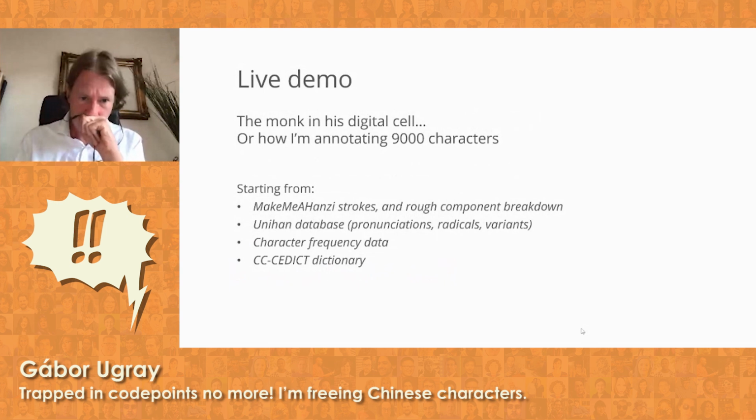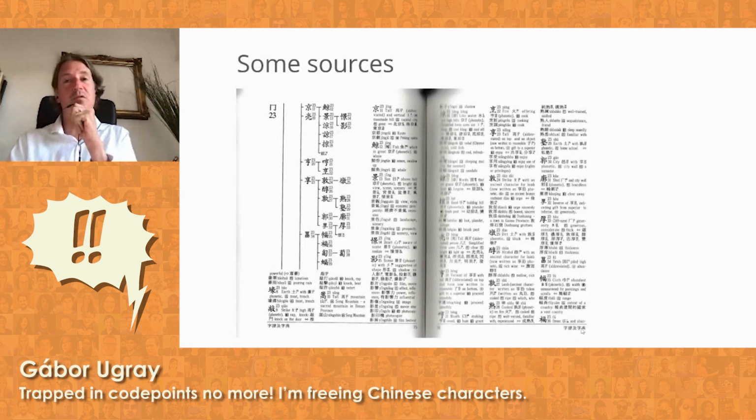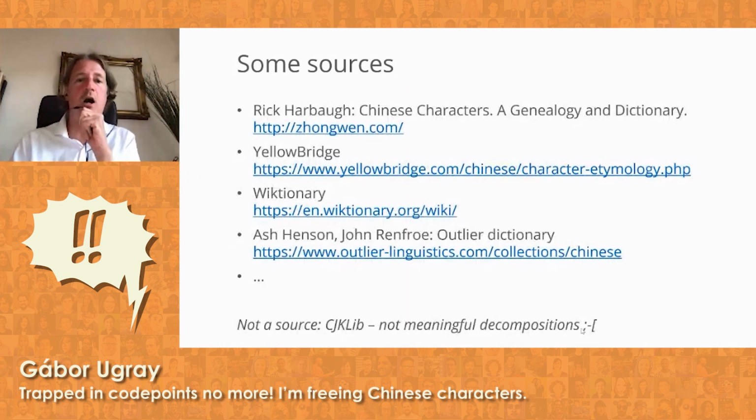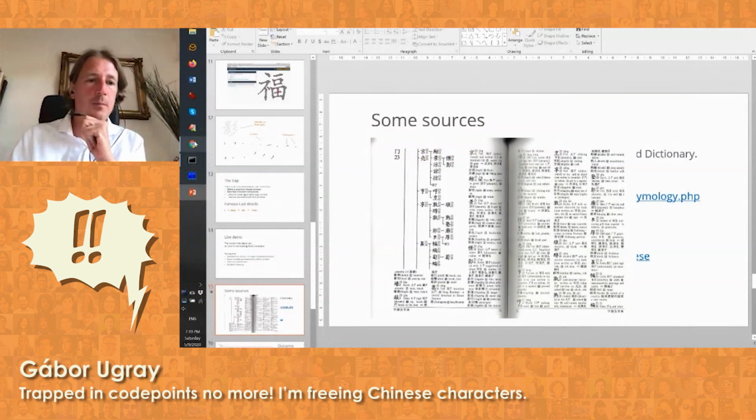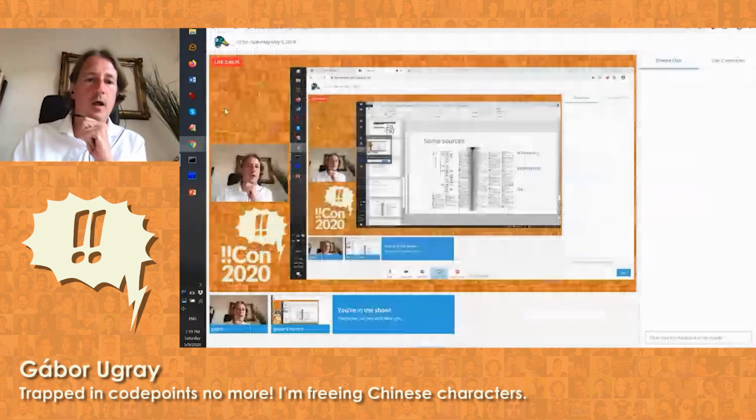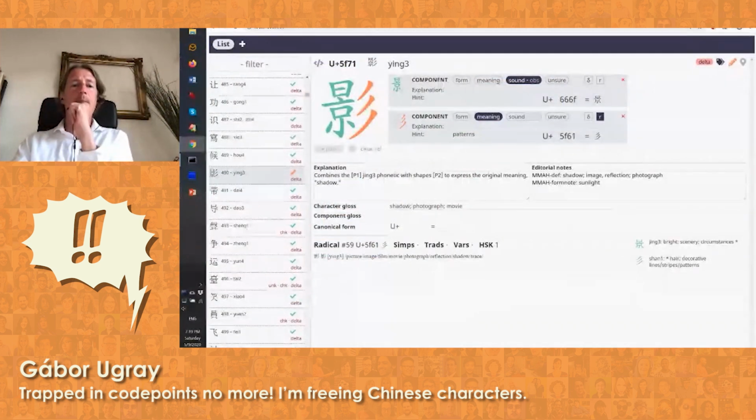Famous last words, right? I will show you quickly the tool that I built, the workbench, to annotate these characters. I'm starting out from a bunch of resources which I combine, which are available online. And also, all of this relevant information is available in offline sources. This is a scan from a book that I own. This is Rick Harbo's book, Chinese Characters, Genealogy and Dictionary, a wonderful book, and a couple of websites and more. Let me show you what the workbench itself looks like. This is the tool.